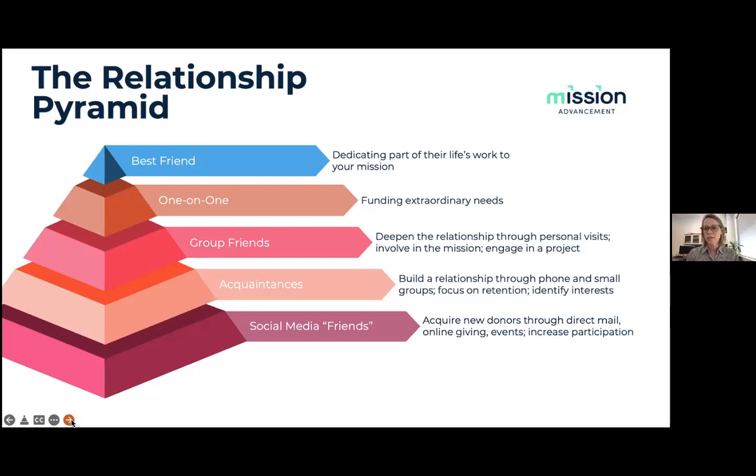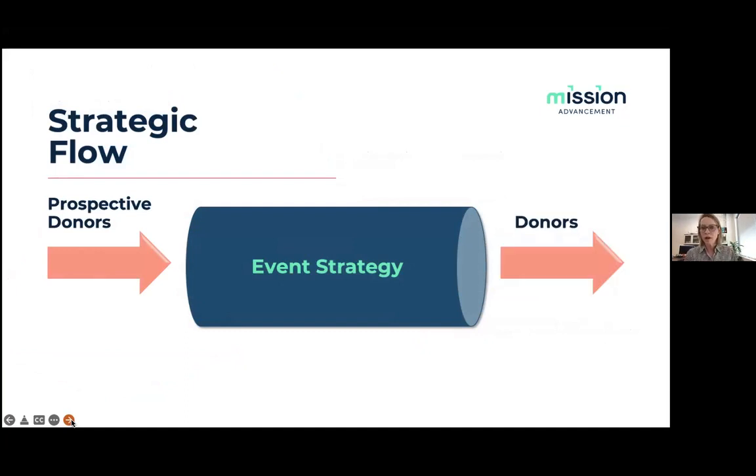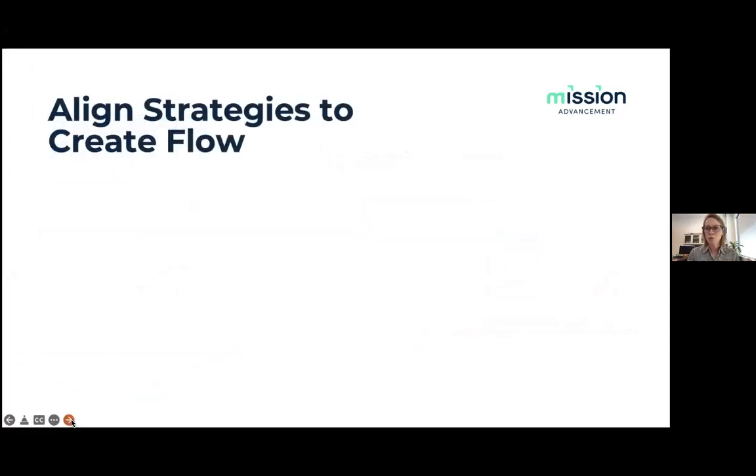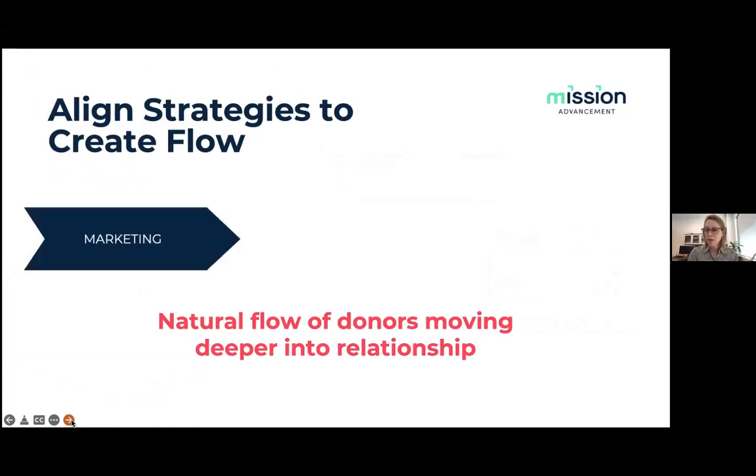So this is the way we like to think about the aligned strategies and how to kind of think about moving donors strategically from one strategy to another. So for an event strategy, as an example, we all think that the goal of an event is that we have prospective donors that come to our events and they leave our events as donors, which is a great outcome. We certainly want that. But the more strategic alignment that we're looking for is that we actually market our events or our campaigns or other activities, that we conduct events and campaigns that get people into our funnel.